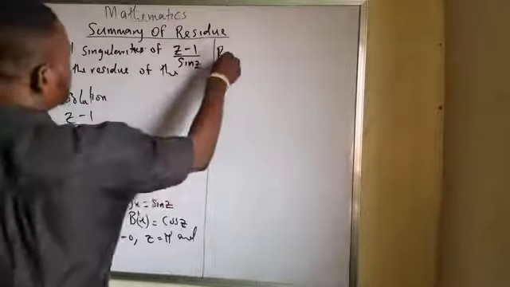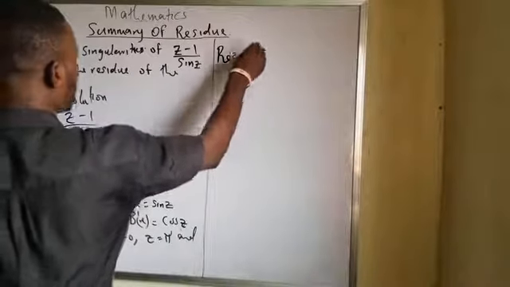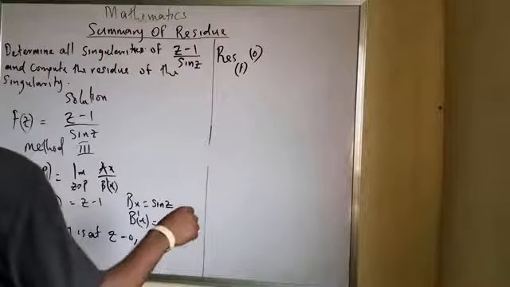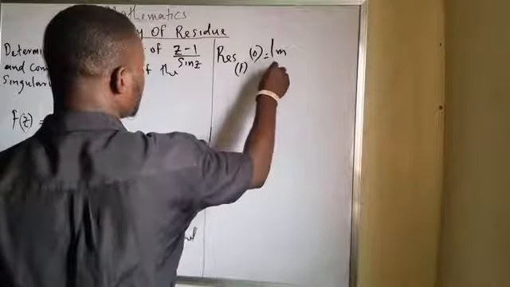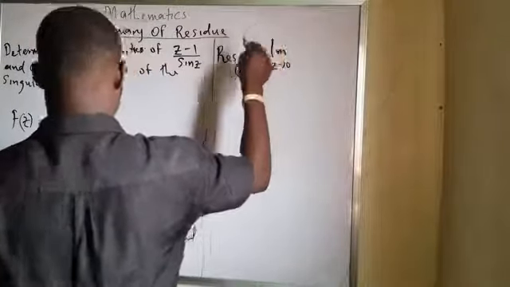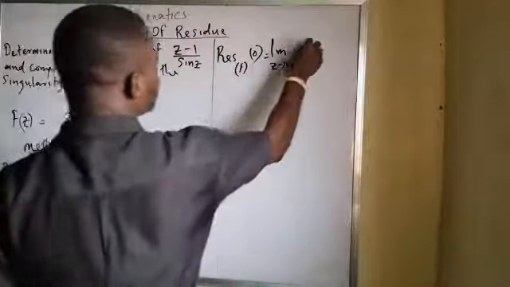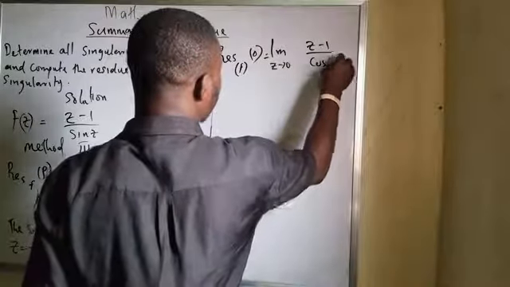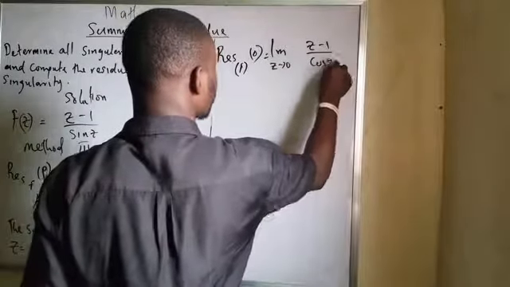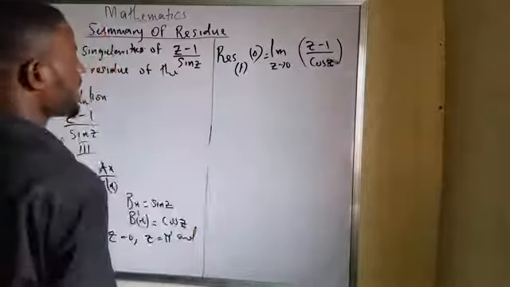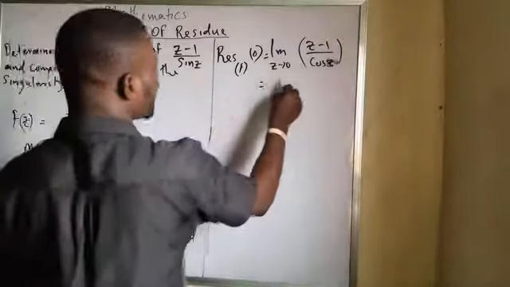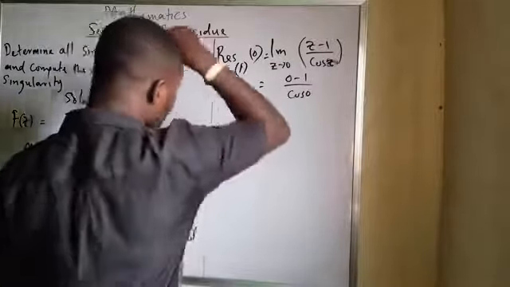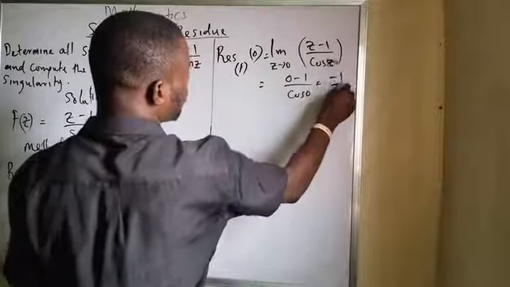Now, you will see the residue of the function, let me start from the singularity at 0. It means I'll have the limit as z tends to 0, and my a is z minus 1 all over cos z. Now, can I limit this function? I'll have 0 minus 1 divided by cos 0. Now, cos 0 is 1, so it is minus 1 all over 1.